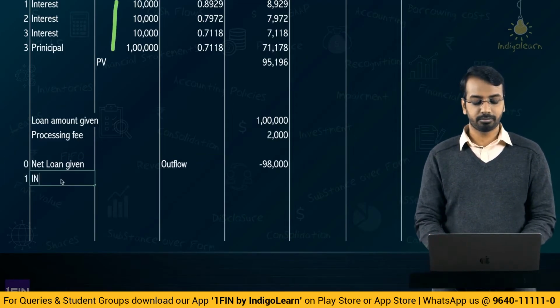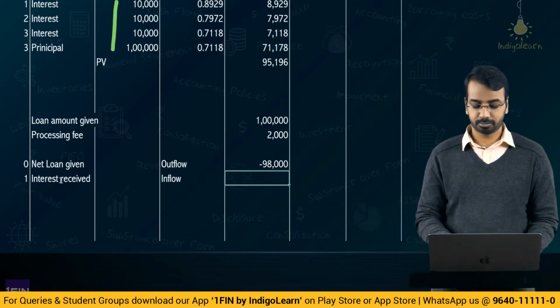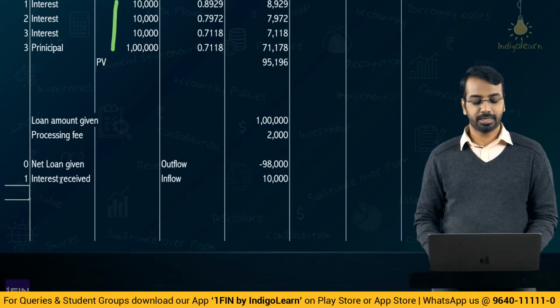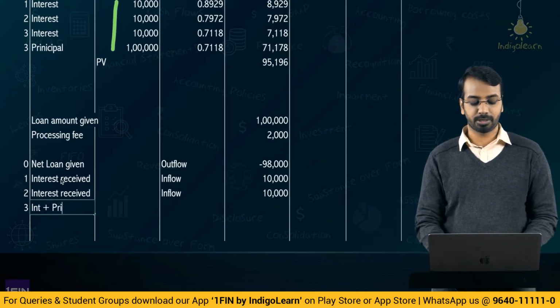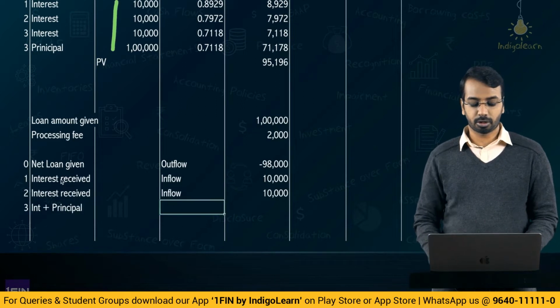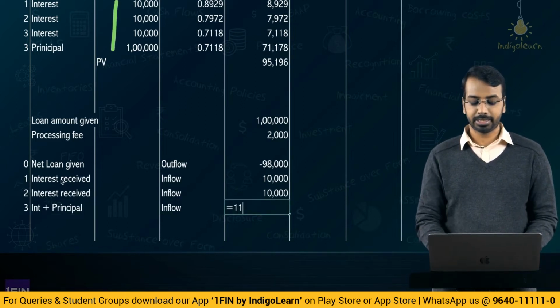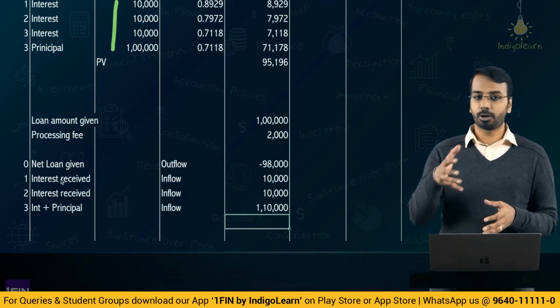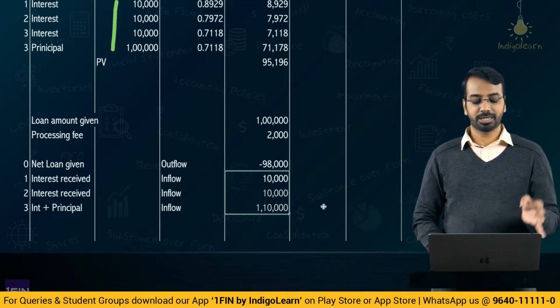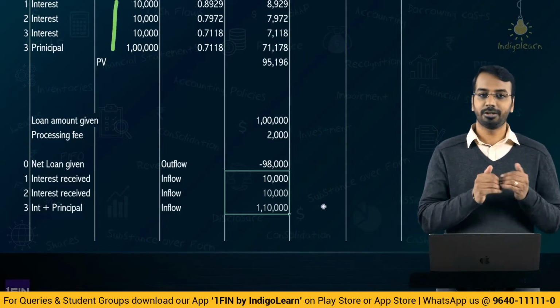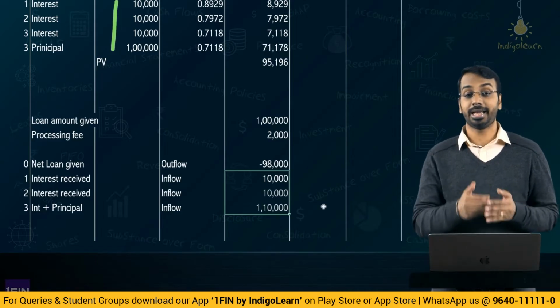End of year 1, interest received. It's an inflow. Inflow of how much? 10,000. Then year 2, interest received, inflow of 10,000. Then year 3, interest plus principal. This is also an inflow, 1 lakh 10,000, right? So what you need to understand is, there is a single outflow and there are these multiple inflows, 10,000, 10,000 and 1 lakh 10,000, which the entity has received.